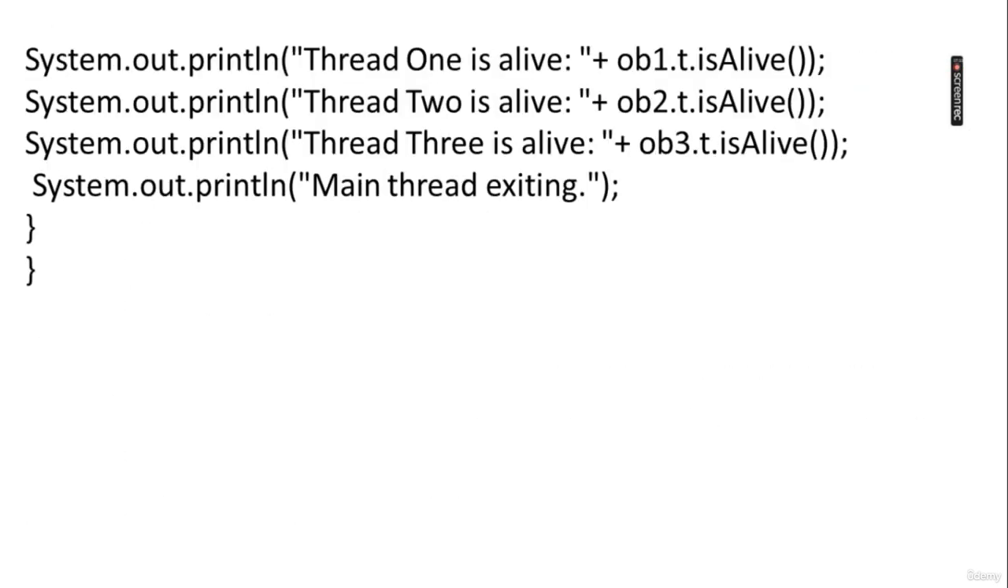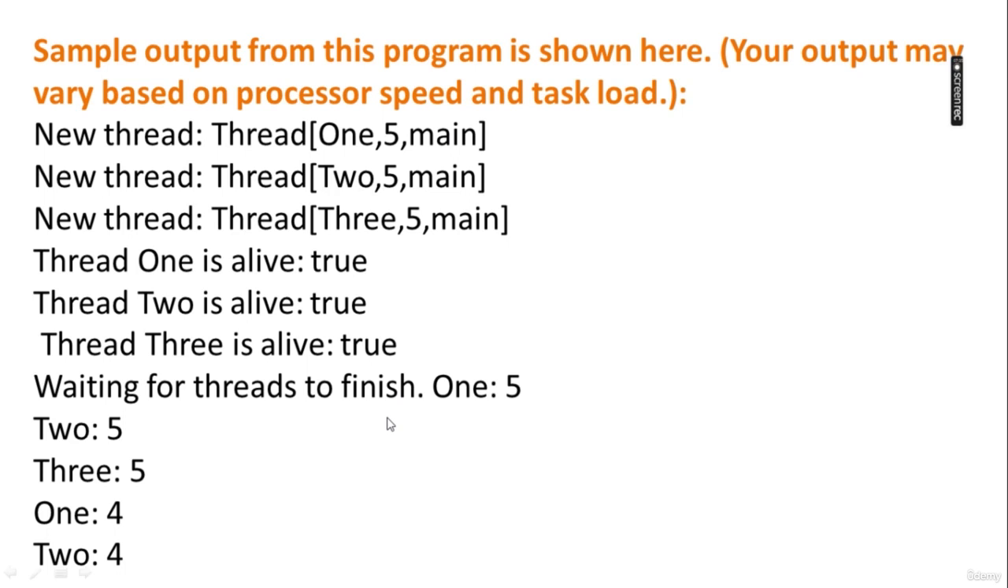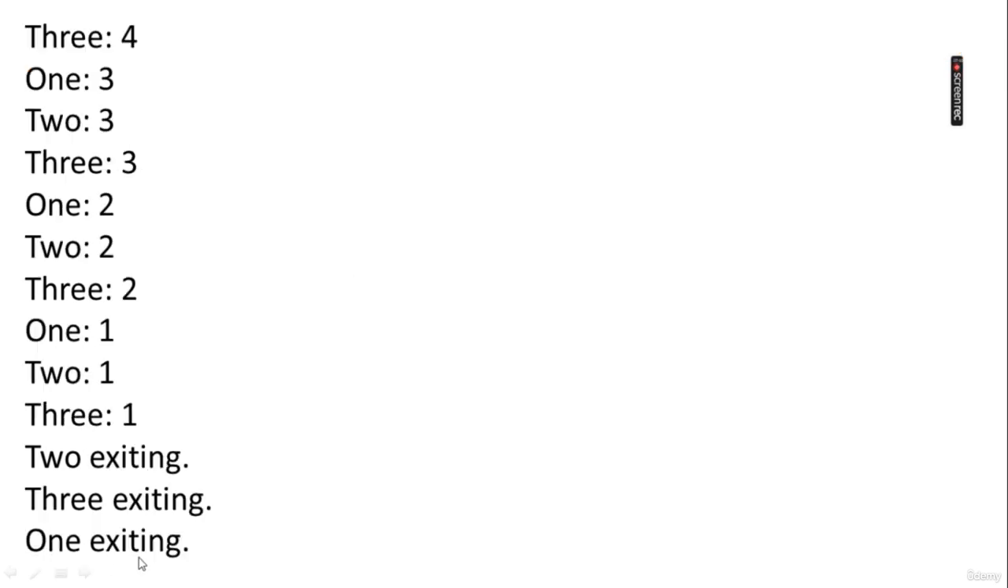So here it is waiting for the threads to finish, 1, 2, 3, then 1, then 2, 3 and 1 is exited. This sequence is dependent upon the compiler on which you are running your program, or the processor speed. It is not compulsory that first 3 will exit, then 2 will exit and then 1 will exit.